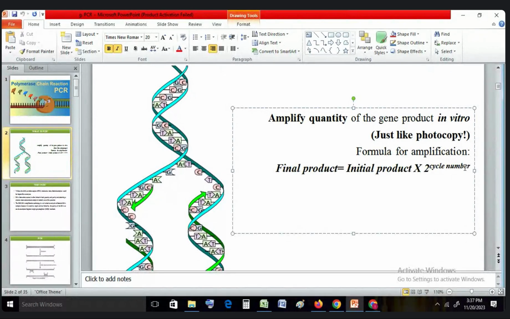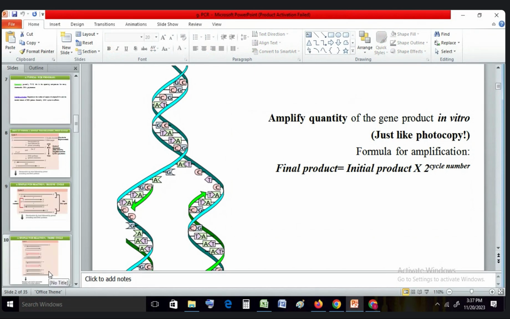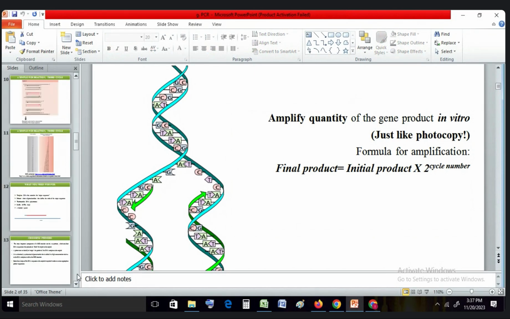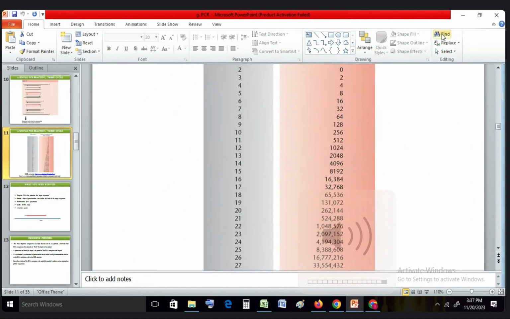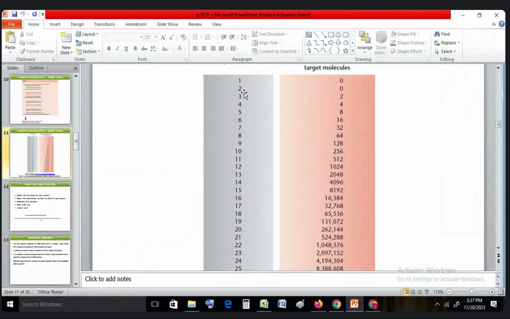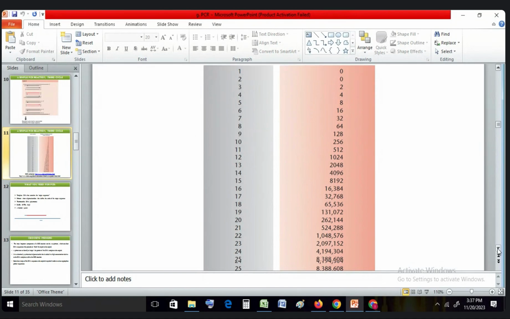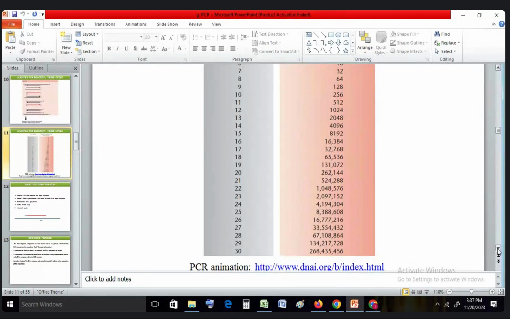For example, if you have a single template, there is a calculation here which you could find. From a single template, just a single DNA molecule, after the first cycle, second cycle, third cycle going on, you can get this huge amount. I think it is about 26.8, about 27 million copies of your amplified product from a single template.